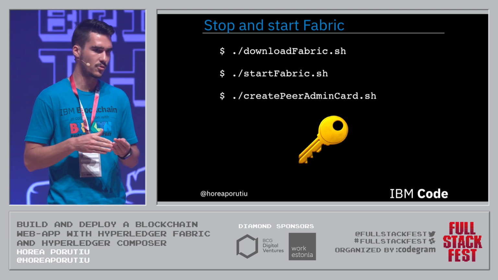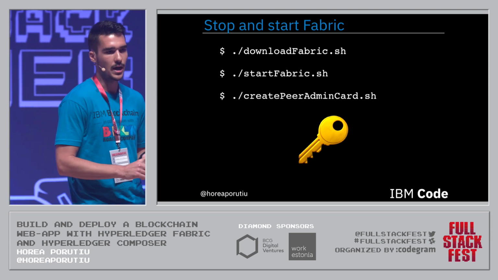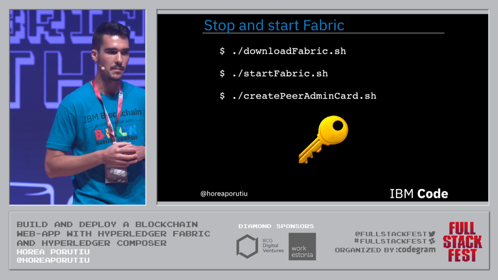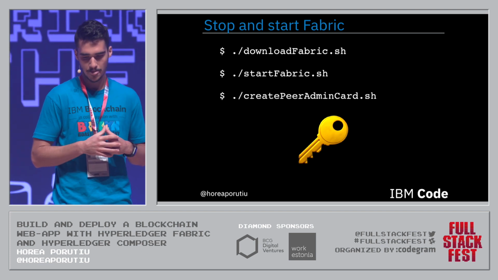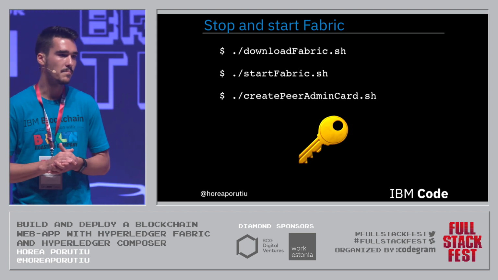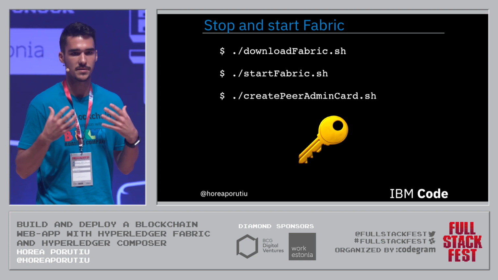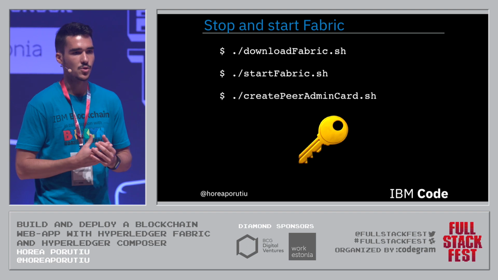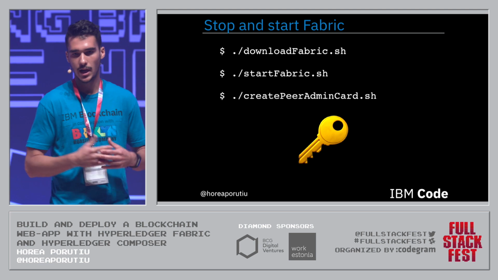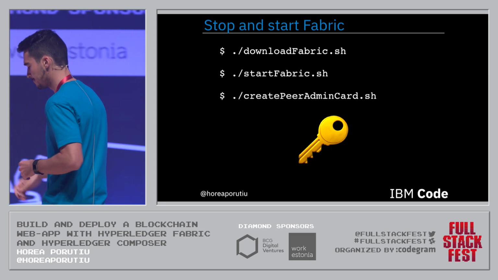And the 4 containers that it'll create: one will be a database, one will be an orderer, one will be a peer, and one will be a certificate authority. I'll go a little bit more into that when I actually run the script. And the last thing we have to do is create the peer admin card. These are the credentials that give us basically admin access to the network. So we have to prove with our public-private key pair that we are the admins of the network. And that's what this script is doing, creating these credentials for us.